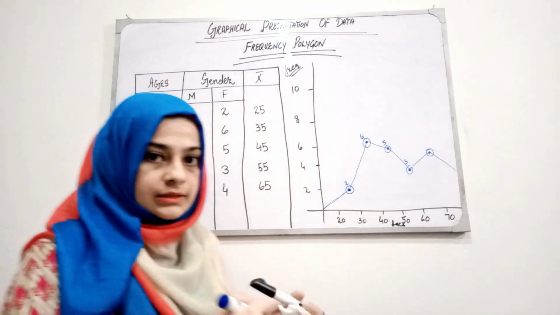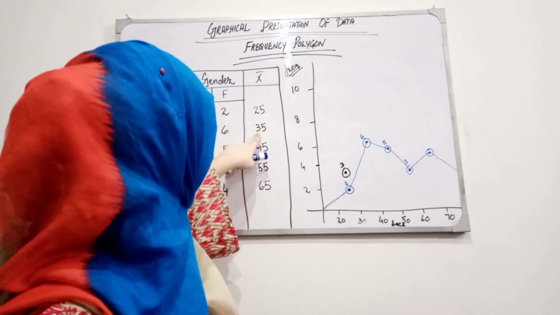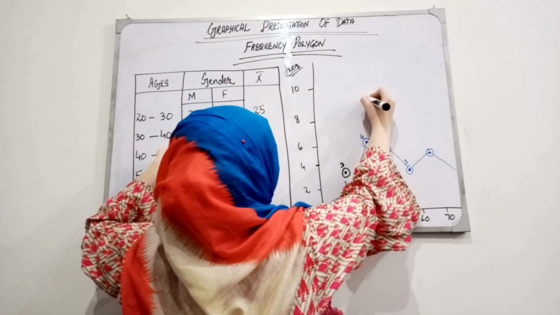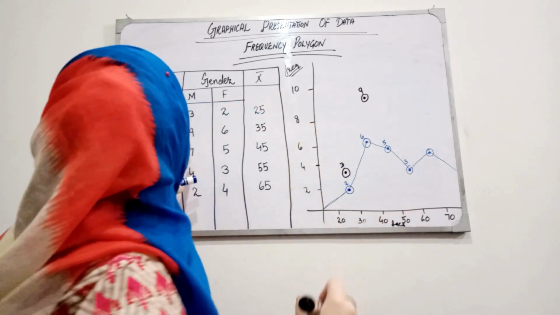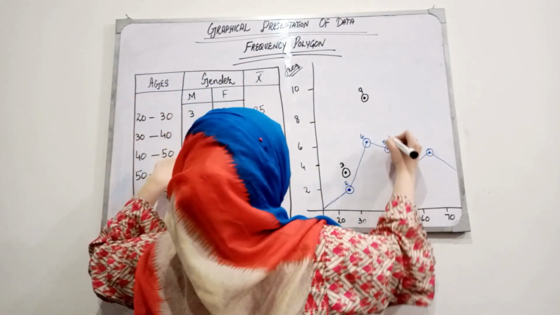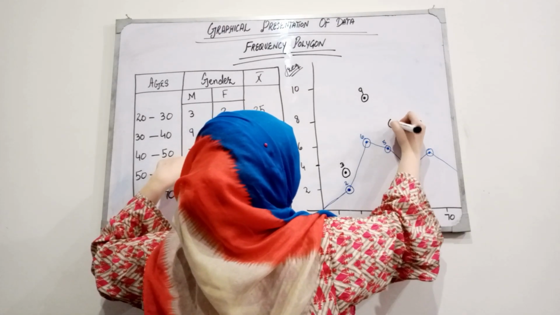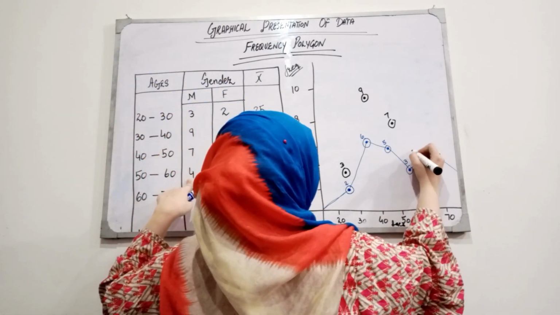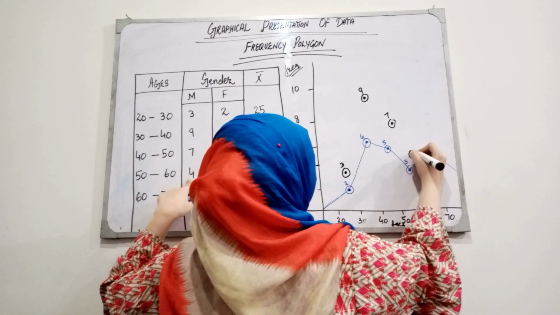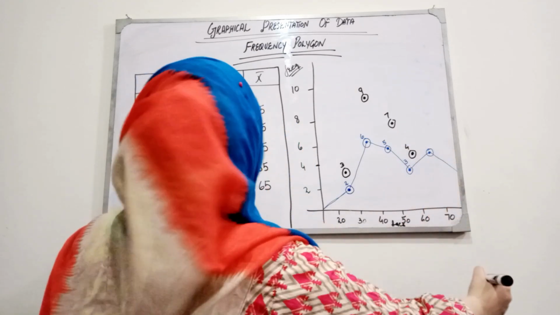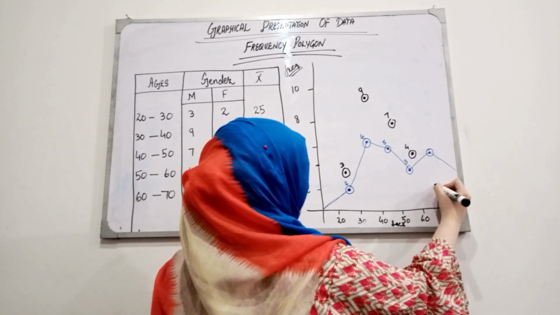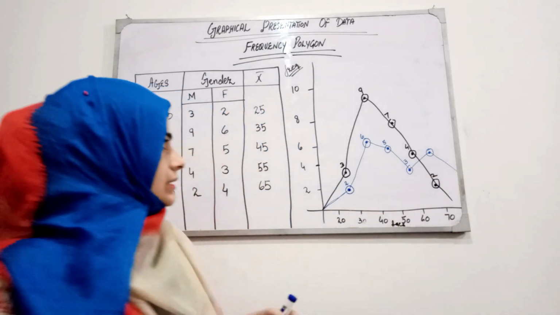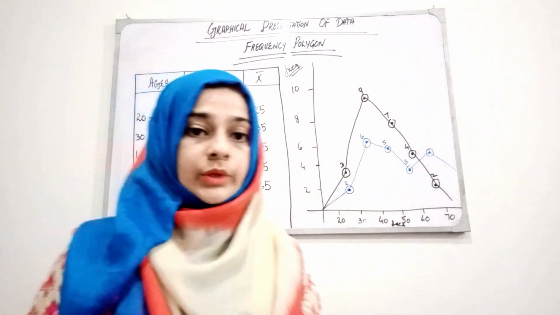Okay. Now let's construct it for the male. 35, 9. 45, 7. 55, 4. Then 65, 2. Okay. See, this is how we construct the frequency polygon.